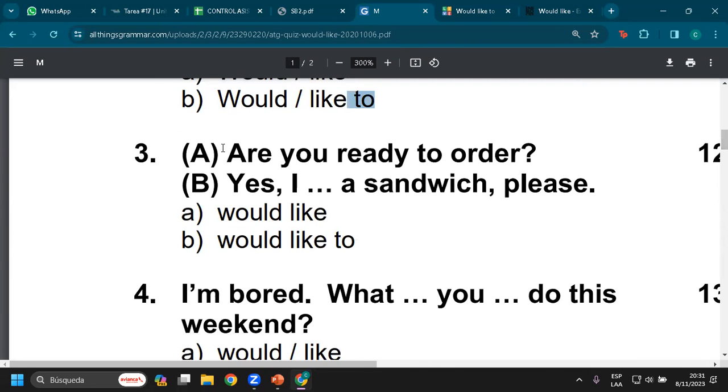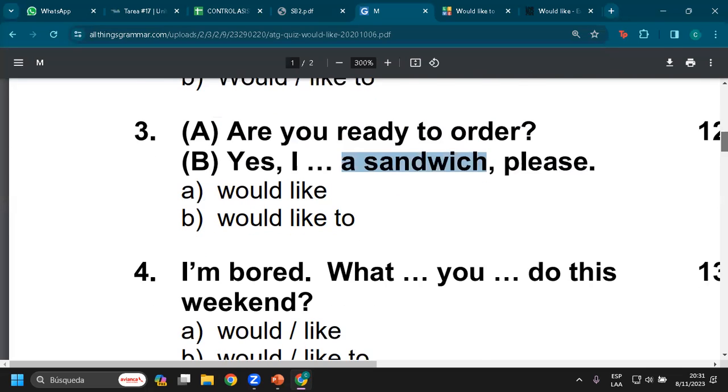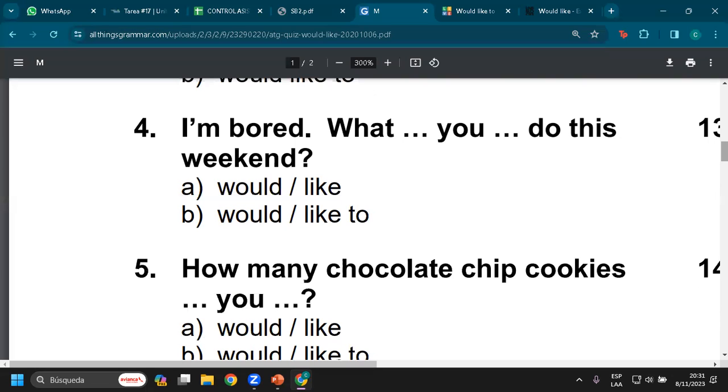Esta es una conversation. Are you ready to order? Yes. A sandwich. I would like. ¿Necesito la preposición to? No. Porque en este caso, look, sandwich is a noun or is that a verb? It's a noun. Correct. Very good. Okay, look at the next one.